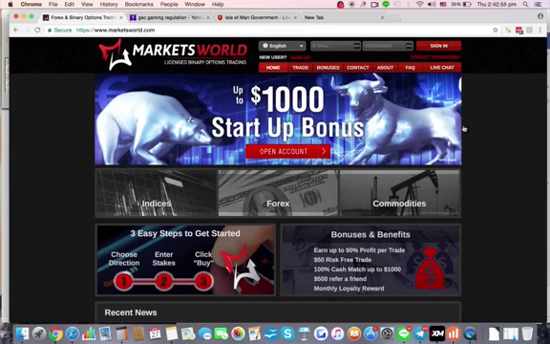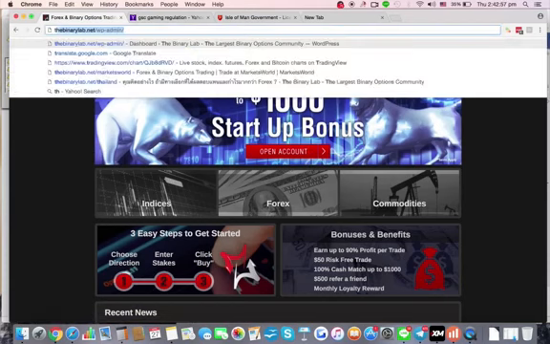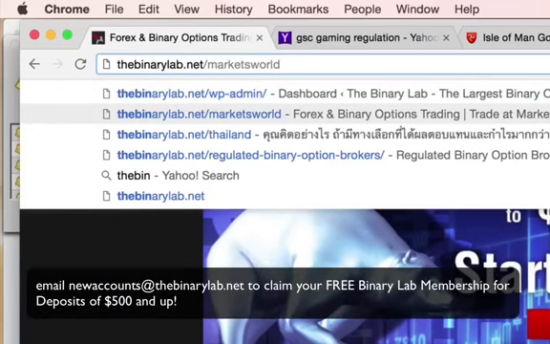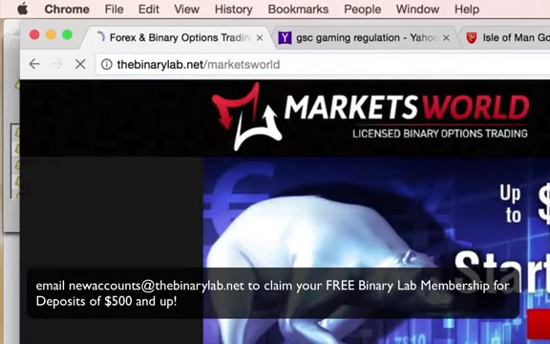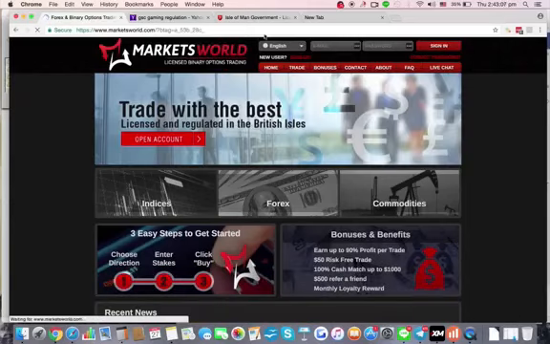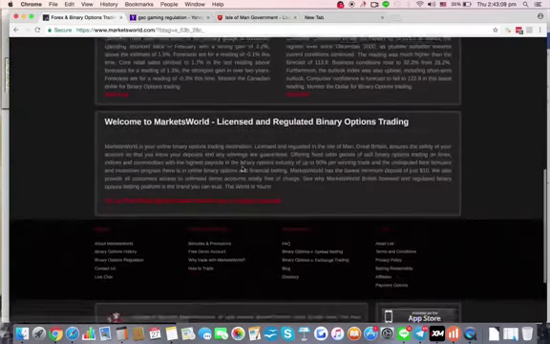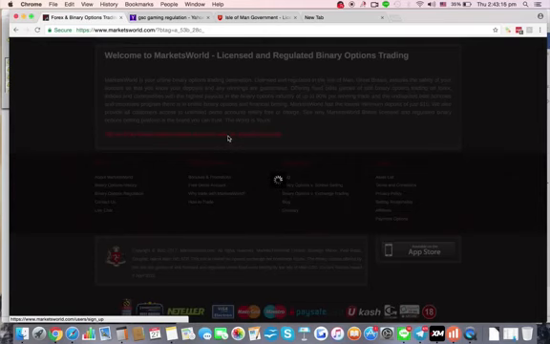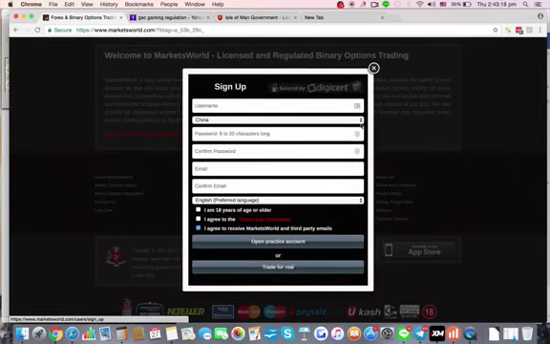Okay, so first of all, what you need to do to get started, if you want to get yourself a demo account, that subsequently, let's say if you wish to become a member of the Binary Lab, go to thebinarylab.net/marketswole. We're going to do that right now. Scroll on to the bottom of the page. It's going to say try our free binary options demo account now, no deposit required. So click on that. And this is the form.